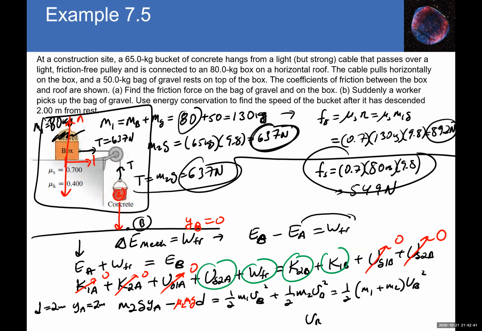Then just plug in everything, rearrange and calculate this vB, and you're going to get 2.99 meters per second. Okay. Again, you can try to follow. If you're unable to follow, I have the full solution in the lecture notes.